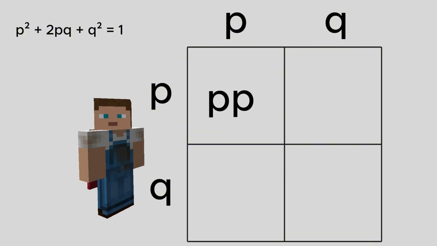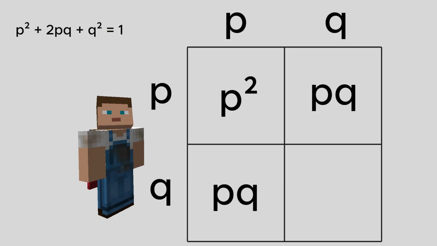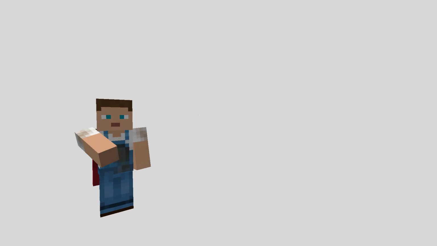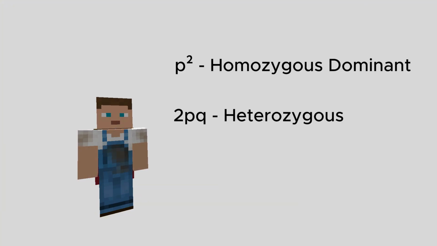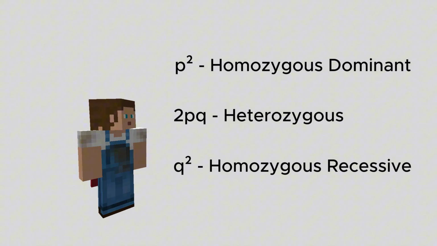PP. P multiplied by itself is P squared. In these two boxes, we see PQ. Add them together, and you get 2PQ. In the final box, similar to the first one, you get QQ or Q squared. The P squared stands for homozygous dominant, 2PQ stands for heterozygous, and Q squared stands for homozygous recessive. We can finally get to the example problem.